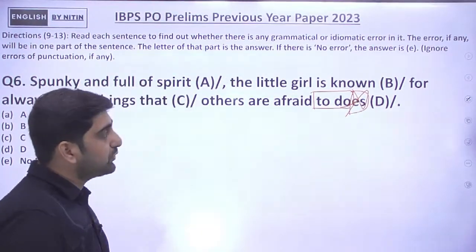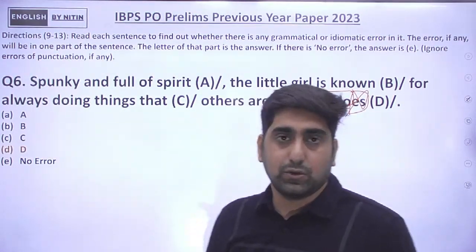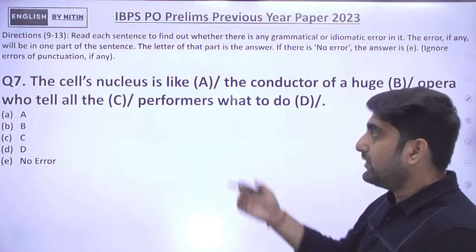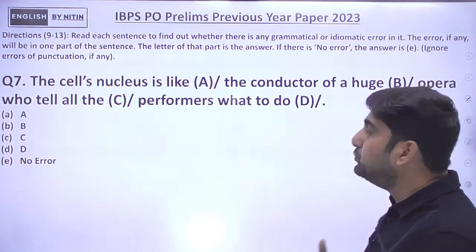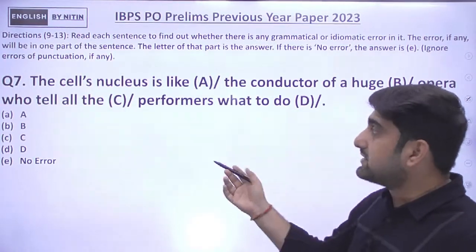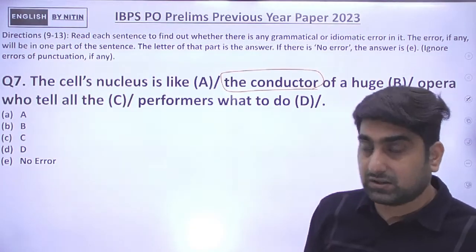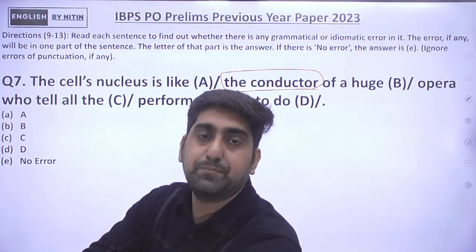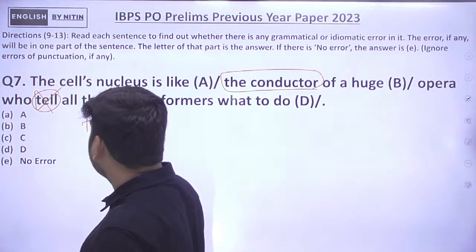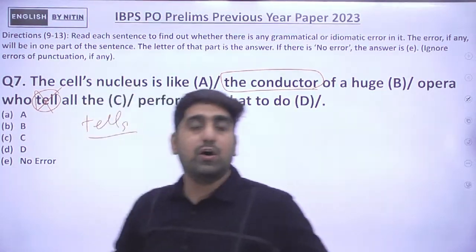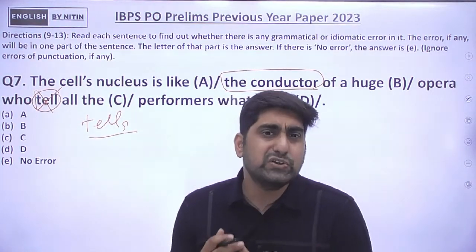The answer is option choice D, which has the error. To do will be the right verb phrase, not to does. Next question: the cell's nucleus is like the conductor of a huge opera who tells, because you are talking about a singular conductor, one conductor who tells people what they have to do. So not tell but tells, because you all know that a singular subject always agrees with a singular verb.